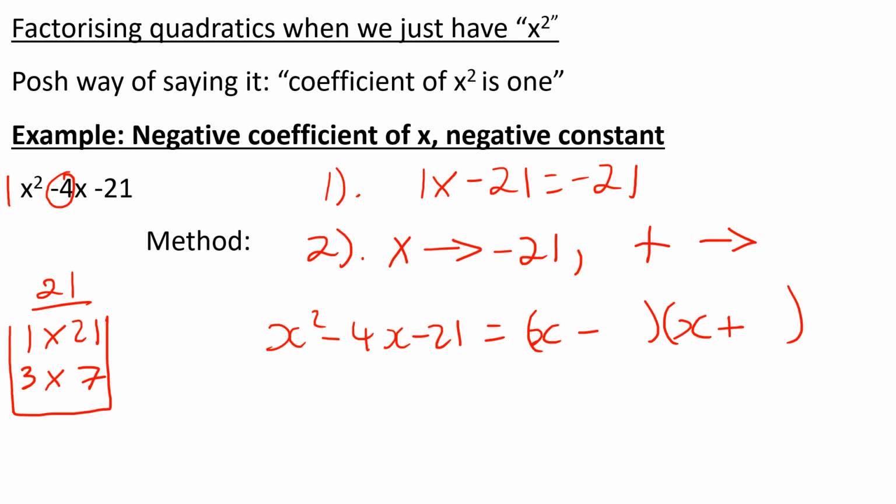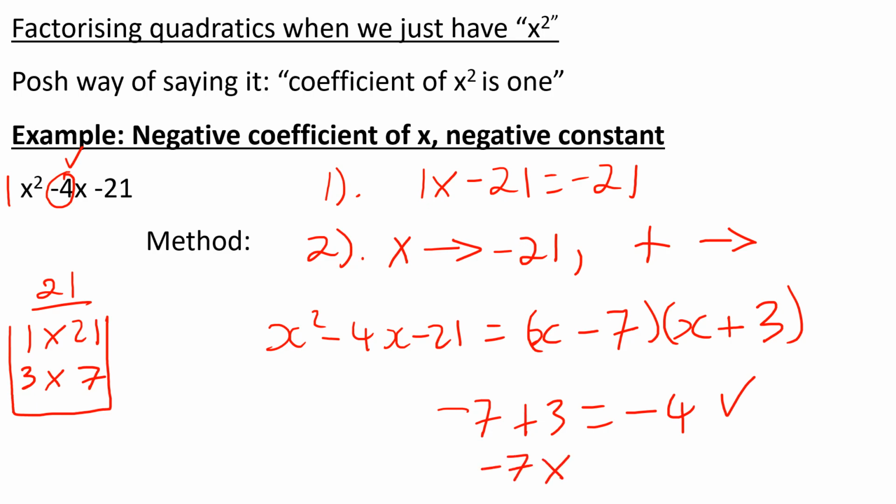But if I do minus 3 plus 7, that will be plus 4. Not quite. So if I do minus 7 and plus 3, that works, because minus 7 plus 3 is minus 4, which is what I want. And minus 7 times 3 is minus 21, which again is what I want.